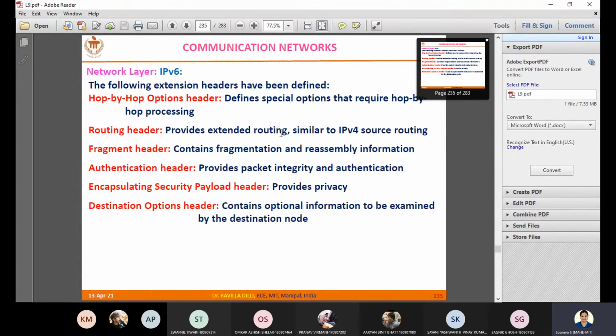Fragment header. This would be necessary for fragmentation and reassembly information. Instead of the fragmentation offset that was there in IPv4, fragmentation is given as a separate extension header in IPv6. Authentication header. It provides packet integrity and authentication, encapsulating security payload header for privacy of the data, and destination options header for information that will have to be taken care of at the destination node.